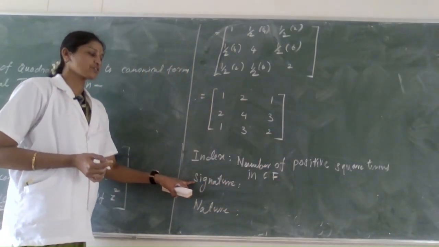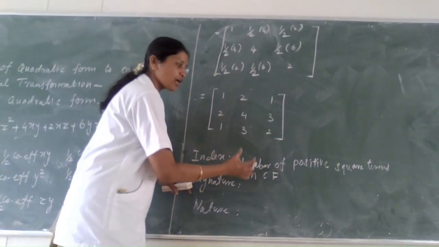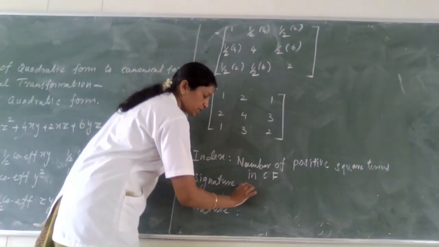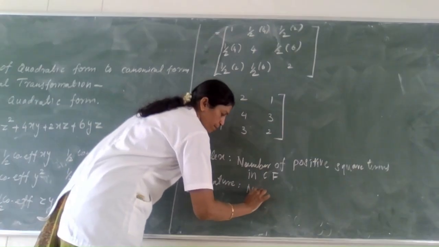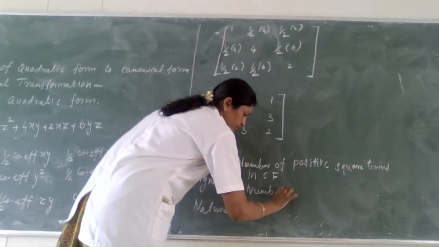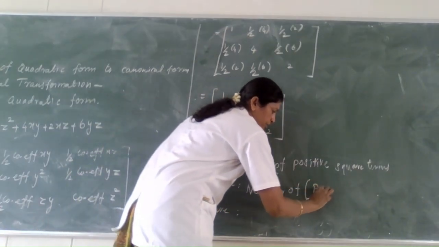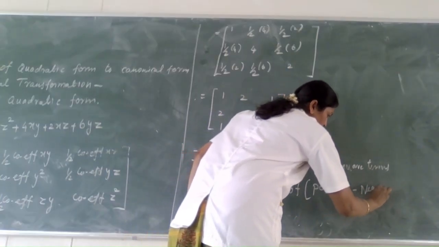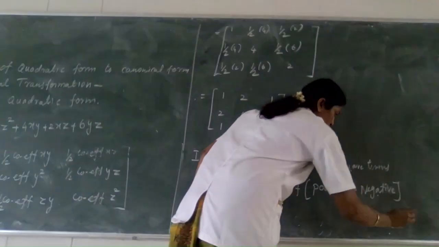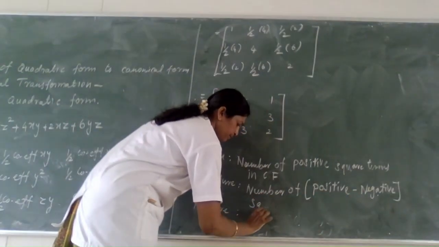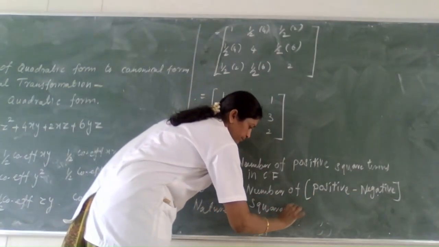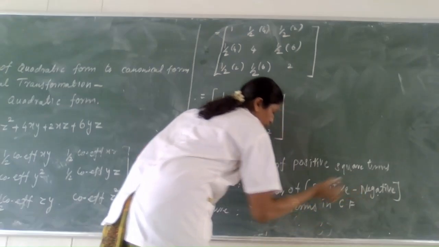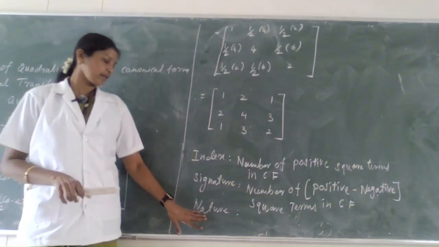Next one, signature. What is signature? Number of positive minus number of negative square terms in canonical form.